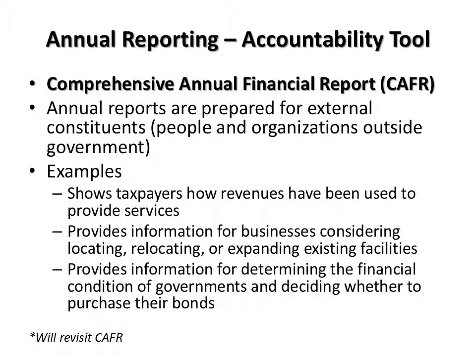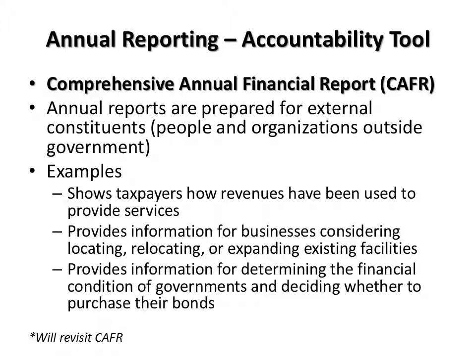Let's now turn to the annual report. While interim reporting takes place during budget execution, annual reporting takes place at the conclusion of the fiscal year, during the audit and evaluation phase. For state and local governments, the annual report takes the form of the Comprehensive Annual Financial Report, or CAFR. Unlike interim reports, these annual reports are prepared for external constituents, people or organizations outside of the government.